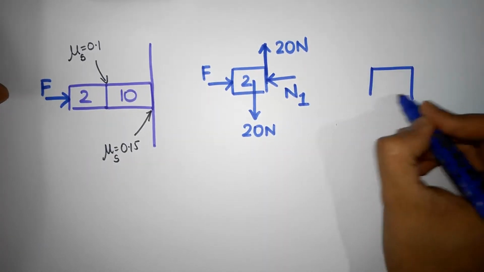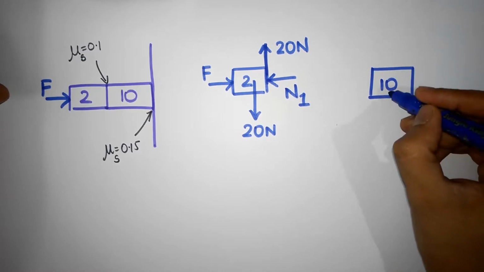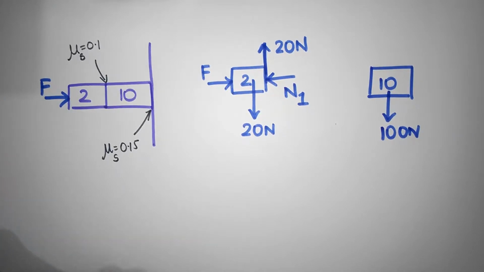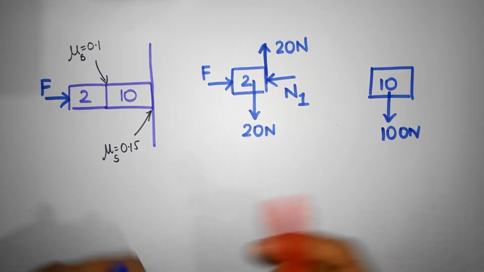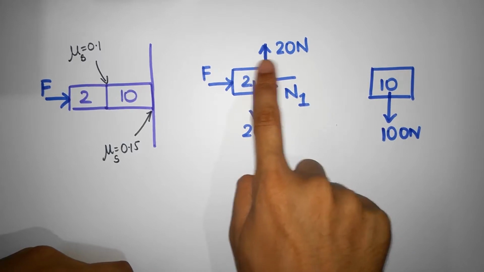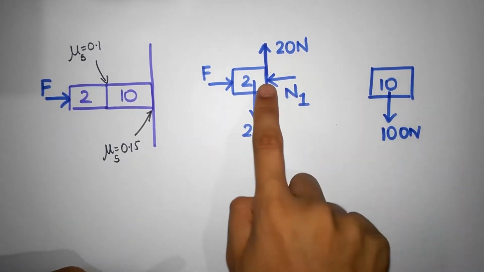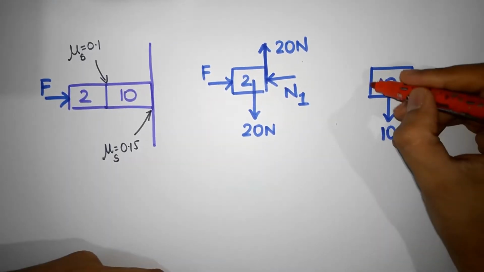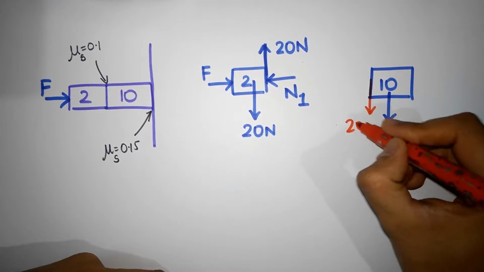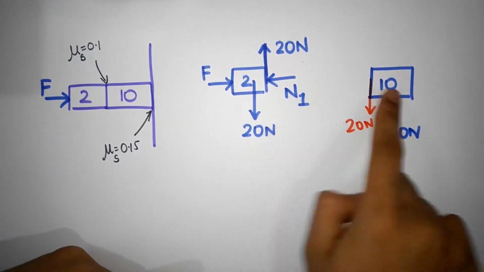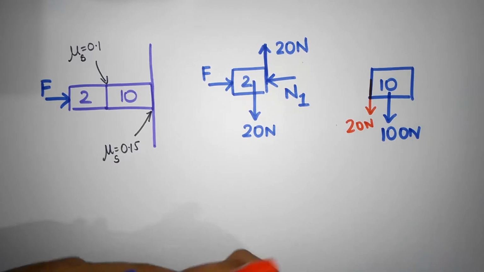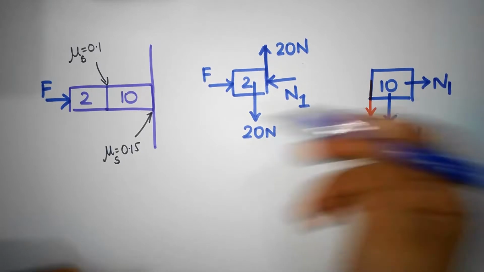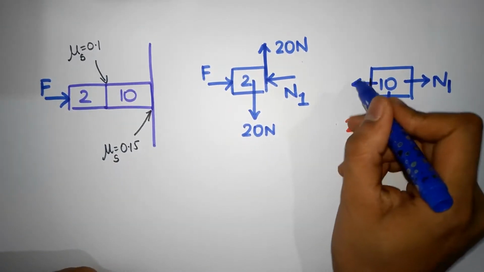Let's look at the forces acting on the 10 kilogram object. There is a 100 Newton force acting downwards. There is also a frictional force due to this guy, downwards. Notice, because the 10 kilogram put a force upwards of 20 newtons, this guy is going to put a force downwards of 20 newtons, so I'm going to use red for that. Similarly, there's a normal force. This guy is going to push this way, normal force, and the normal force will be N1 itself. The wall is going to push this way, and that is going to be N2.